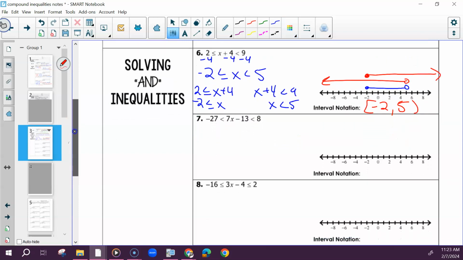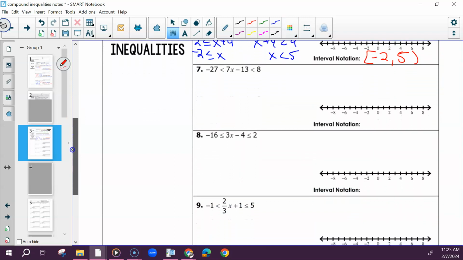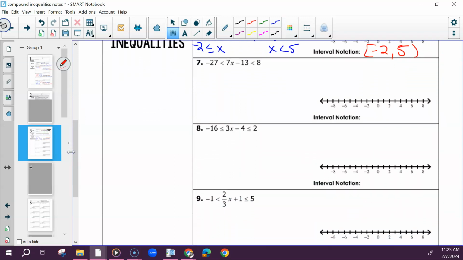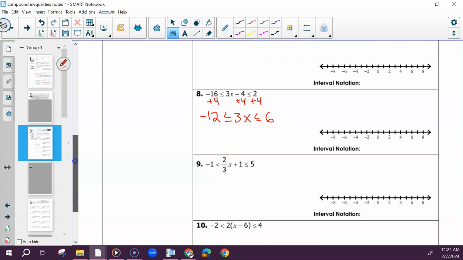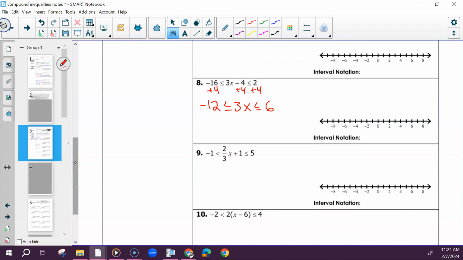Alright, let's do number 8. How would we solve that? Add 4 to everything. One common mistake I see a lot is that it gets added to one side but not the other, and then the rest of the math gets wrong. Okay, and then divide by 3. Divide everything by 3.